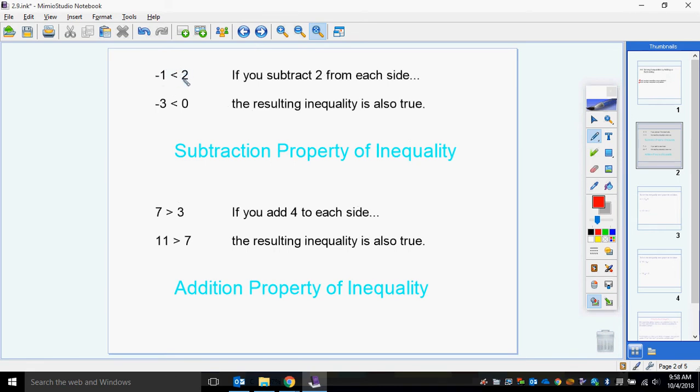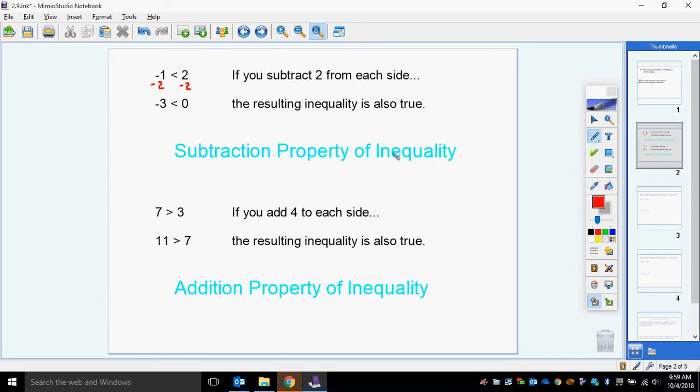-1 is less than 2. That's a true inequality. What happens if we subtract 2 from each side of this inequality? Well, 2 take away 2 is 0, and -1 take away 2 is -3. The resulting inequality is also true. It's true that -3 is less than 0. That's the subtraction property of inequality.